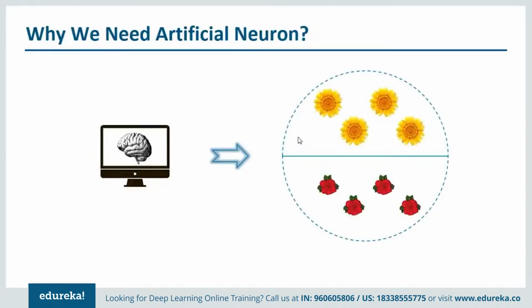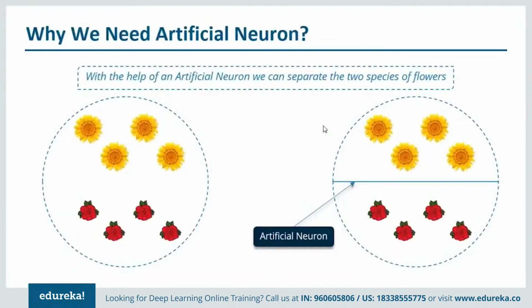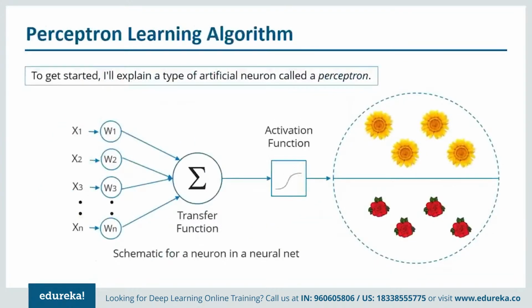So what we need here is some sort of system that can actually separate the two species, and that system is nothing but an artificial neuron. One type of artificial neuron is a perceptron. Let me explain the perceptron with the flow diagram in front of your screen. Here we have a set of inputs like x1, x2, and so on till xm. These inputs are multiplied with their corresponding weights, w1, w2, w3 till wn. These weights define how important an input is. If the value of the weight is high, we know that this particular input is very important for us.